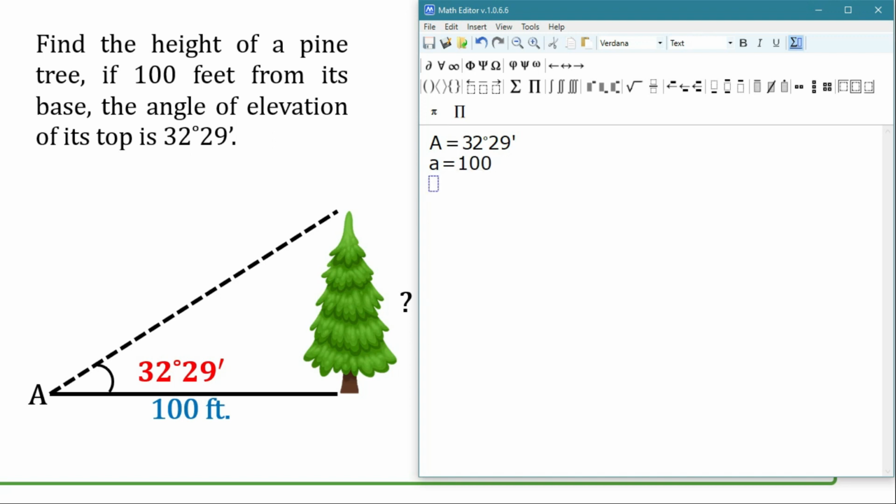And we are actually looking for the height of the tree. So, si height of the tree, ano ngayon siya dun sa right triangle natin, prior to our given angle? Since the height of the tree is actually opposite to our given angle, therefore, the height of the tree will be represented as the opposite side. And that is actually what we are looking for.